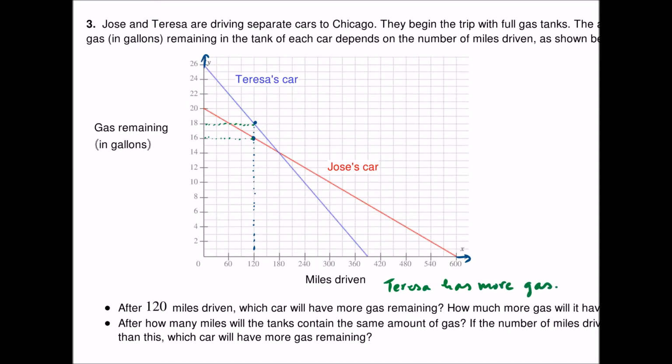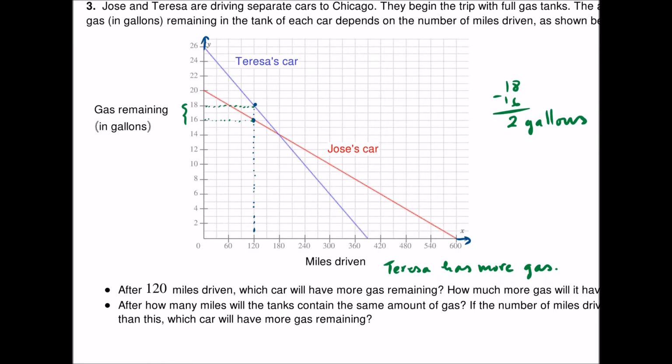How much more gas will it have? Based on 16 and 18, we have 18 minus 16, which is 2 gallons of gas. So Teresa has 2 more gallons of gas in her car compared to Jose. Part B: after how many miles will the tanks contain the same amount of gas? We go based on the intersection. At 180 miles, that is when Jose's car and Teresa's car have the same gas in the tank.